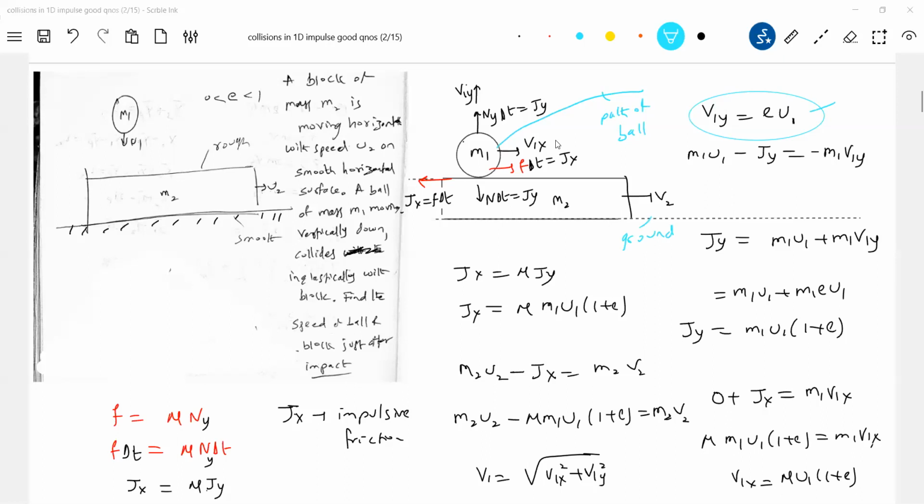It will be incident, it will rebound and move, irrespective of M2 equal to M1, M2 greater than M1, or M2 less than M1. I think this equation is valid. Please do remember, because the block will not move along the y-axis, it's on the ground. So straight away I'll write it. If this block were kept on some spring, then you should consider the motion of the block also because of this impulse Jy.